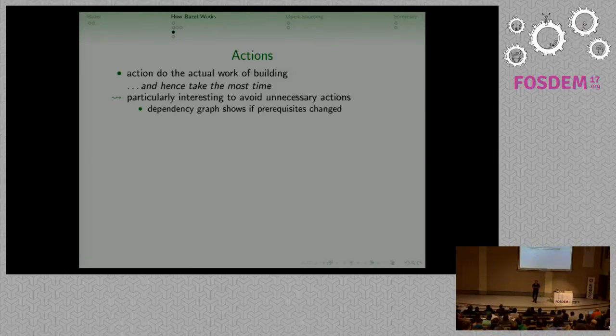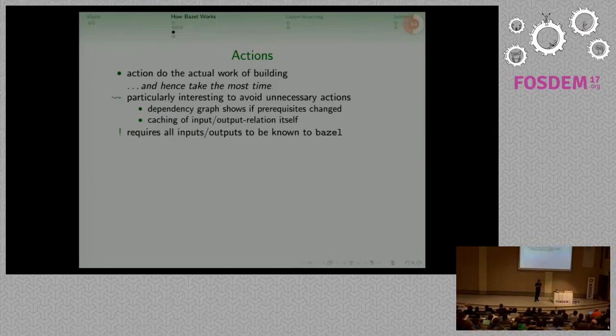So we've seen the dependency graph shows when something has changed and we need to redo it again. But there's also caching of actions themselves in the sense that if the input hasn't changed, we don't need to redo the action, we know the output will be the same, so we don't do it. Of course, for that to work correctly, Bazel needs to know all the inputs and all the outputs of an action. So Bazel needs full knowledge about that, because if you read more files than you declare, you might accidentally not redo an action that needs to be redone.